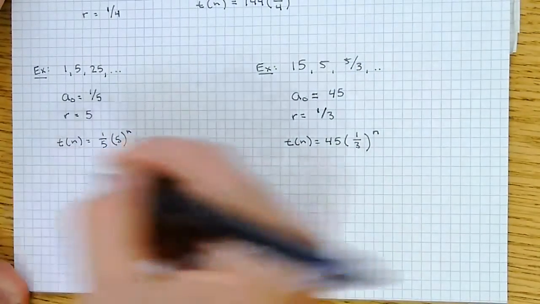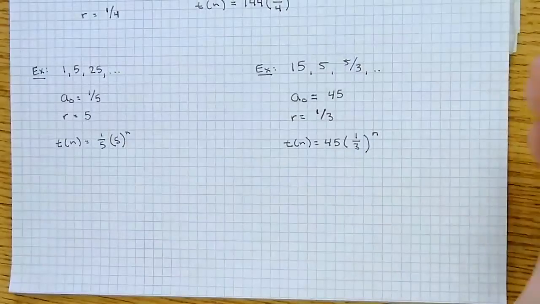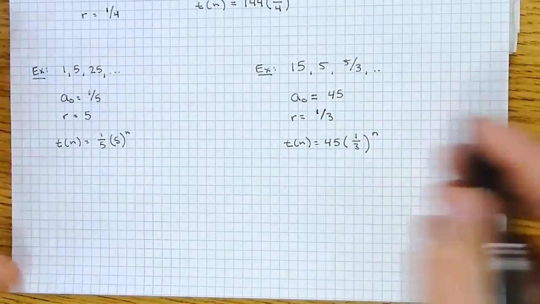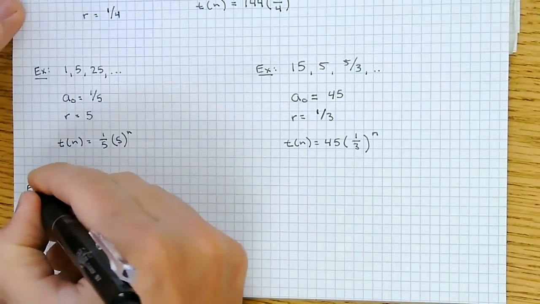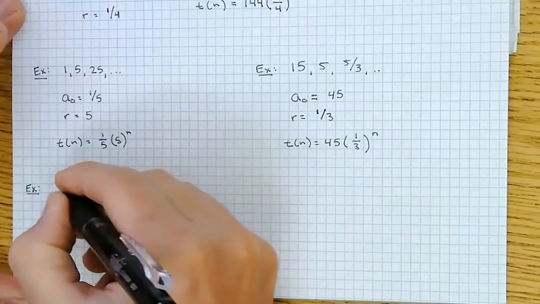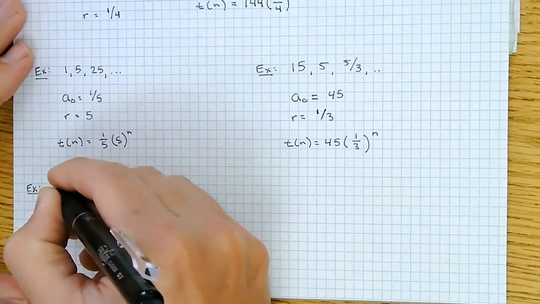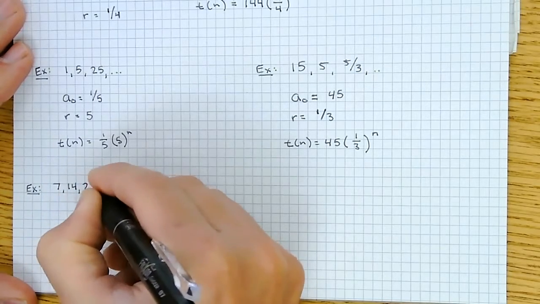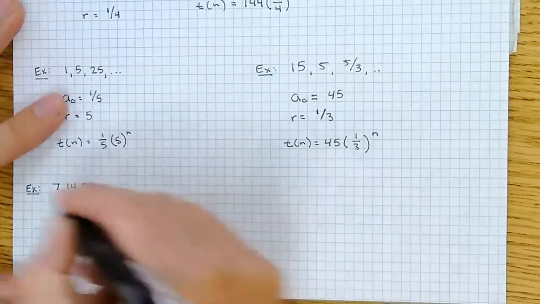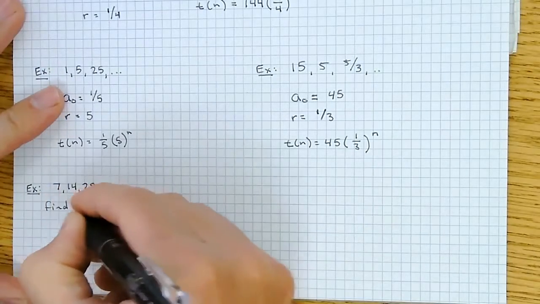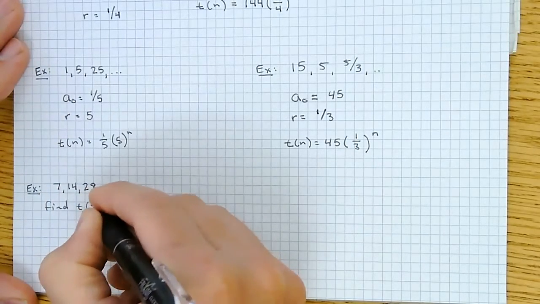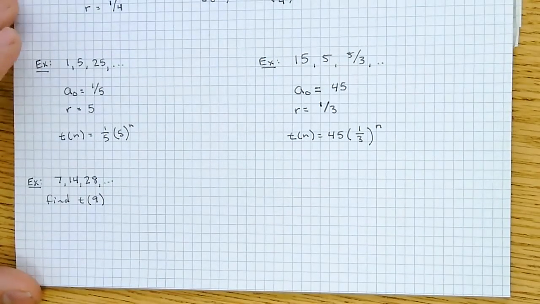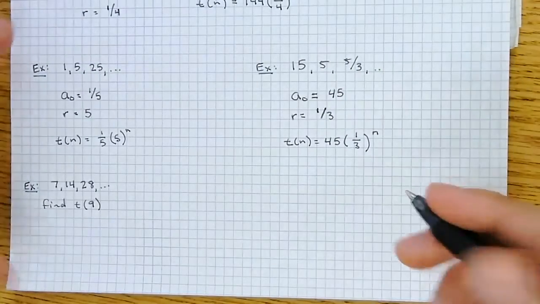All right, so the other thing we could do is obviously find a specific term number. Very simple, straightforward, just like we were doing the arithmetic one. So if we're given an equation or a sequence, let's go 7, 14, 28. And let's say we want to find t of 9. We write our equation just like we normally would.